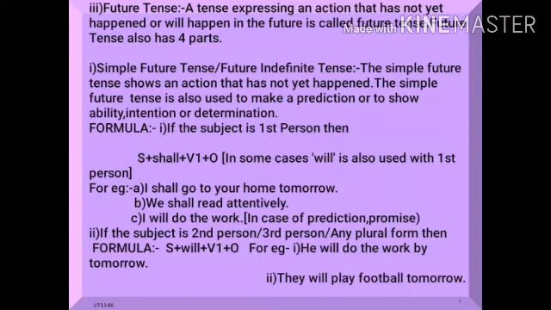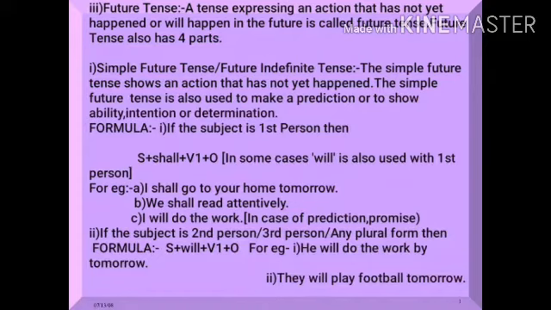Now number B, we shall read attentively. Here we is the subject, shall I have written according to the formula, read is V1 and attentively is the object. Number C, I will do the work. So here I have used will instead of shall, because in case of prediction or promise we can use will with first person. So I have written I will do the work. So that means it's a promise.